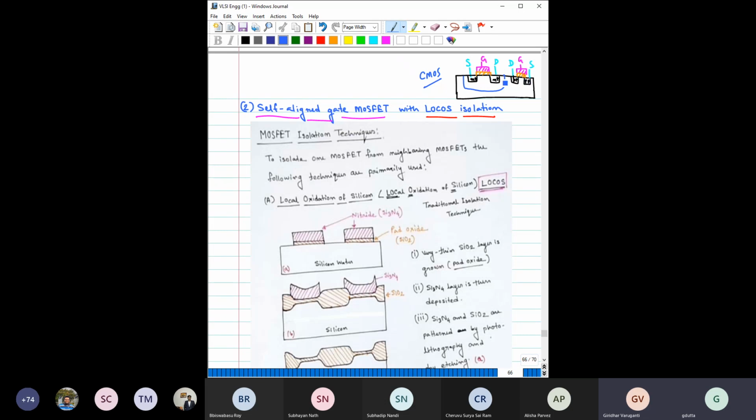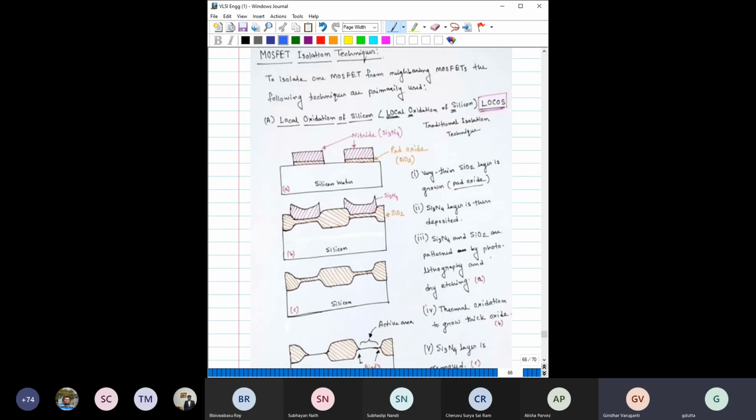We need to electrically isolate one device from the other. Electrically isolated means there is no channel between these two, so that the working of this one would not interfere with the working of the other. That is the sole purpose of device isolation. One of the techniques for this isolation is called LOCOS.